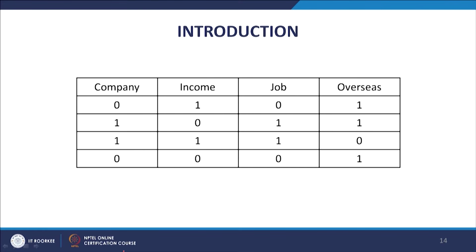Then in the second column we have income. Whether this word income is present in the first document or not, the value is 1, so it indicates that the word income is present in the first document, and so on and so forth. Similarly, for document number 2, for company it is 1, for income it is 0, and for job and overseas it is 1. In this fashion, whether the words indicated on the column side are present or absent in the corresponding documents on the row side, that is how this is represented.